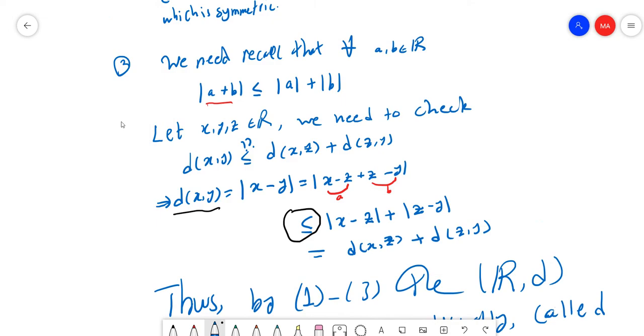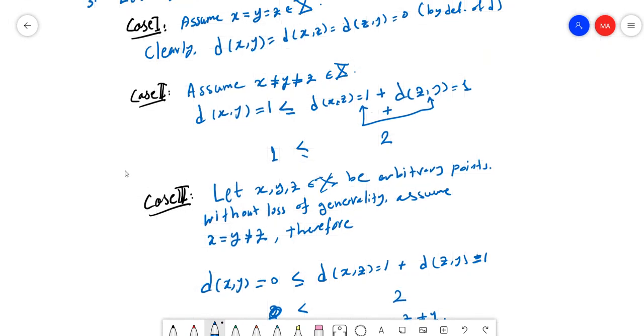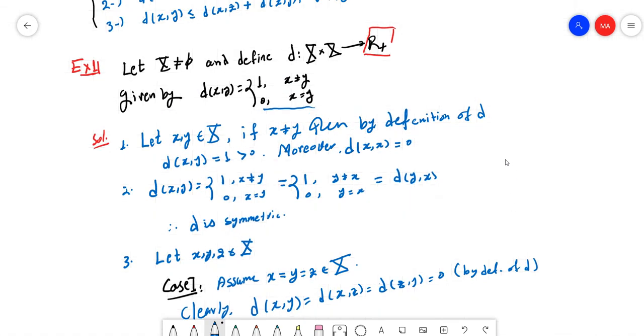Let us go back to the first example here. This famous example, D, is called the discrete metric. The discrete metric space over any non-empty set X. Okay?